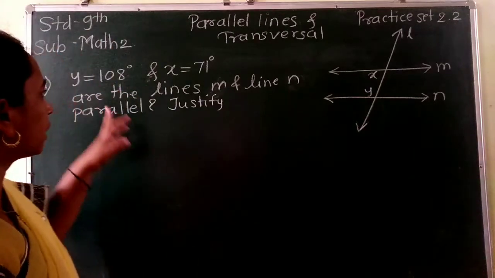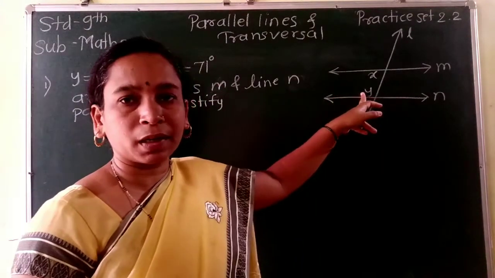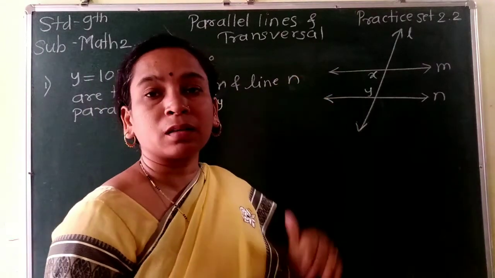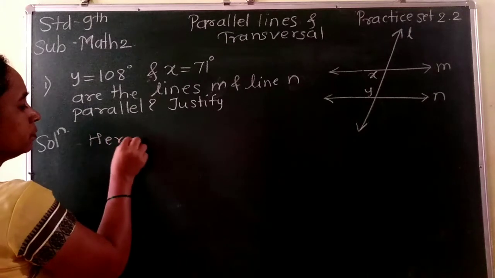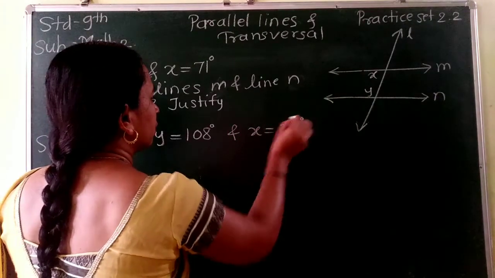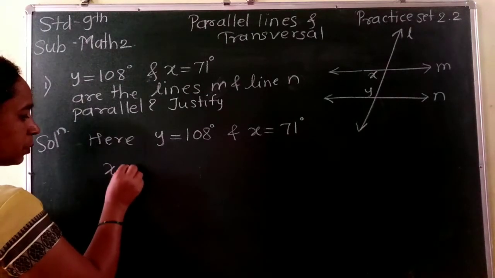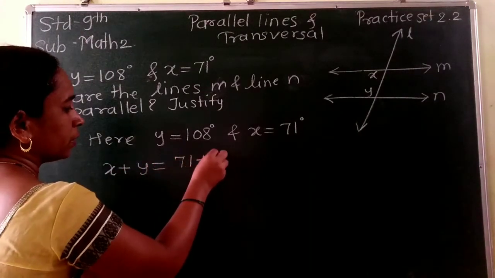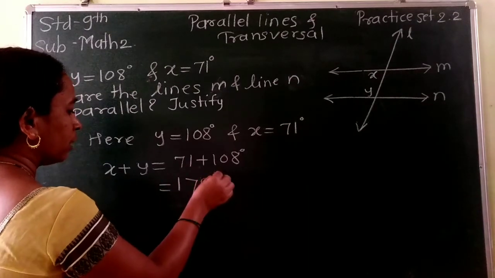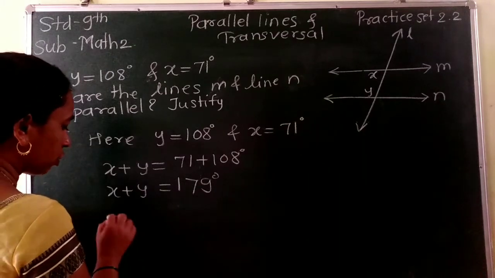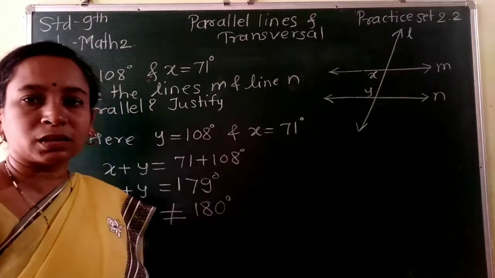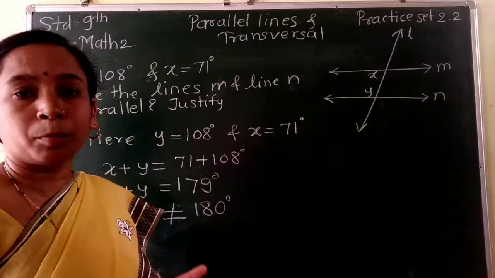First example, in this example they gave the values of x and y. Y angle is given 108 and x value is given 71 degrees. Now we have to prove that line M and line N are parallel lines. Here, Y angle is 108 degrees and X angle is 71 degrees. So we can check it: x plus y is equal to 71 plus 108, which is 179. So what is the meaning of this? X plus y is not equal to 180 degrees. Hence we can say that these two are not parallel lines.